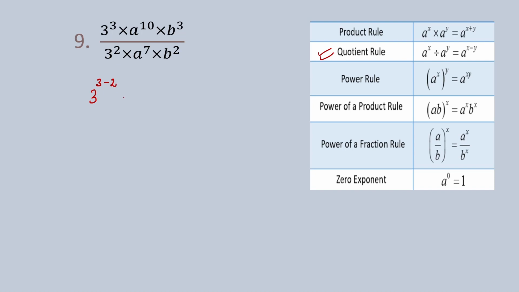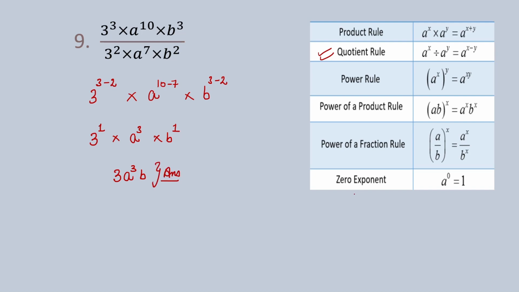3 raised to the power 3 minus 2. A raised to the power 10 minus 7. And b raised to the power 3 minus 2. This will give you 3 raised to the power 1, a raised to the power 10 minus 7, 3, into b raised to the power 1. So finally we can write 3a raised to the power 3b, and this is your answer.